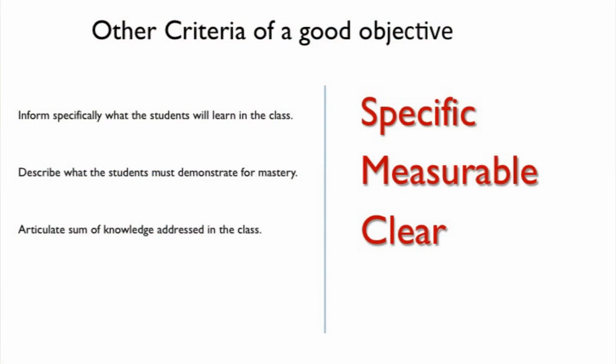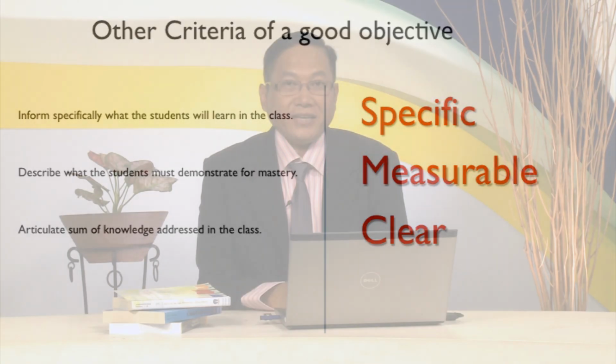Specific means that the objective informs specifically what the students will learn in the class. Measurable is describing what the students must demonstrate for mastery. Clear, articulate some of knowledge addressed in the class. The next steps in designing syllabus is instructional material and media. These material and media can be developed after objectives are specified.